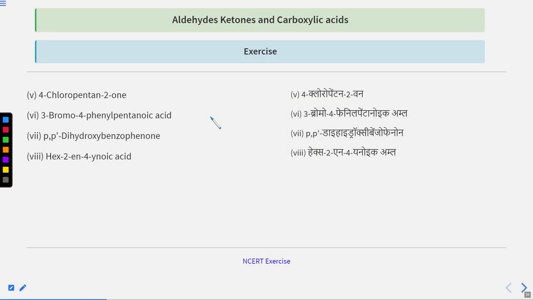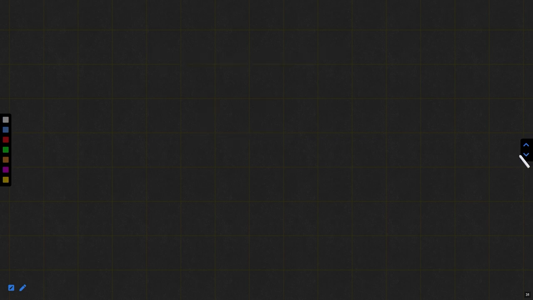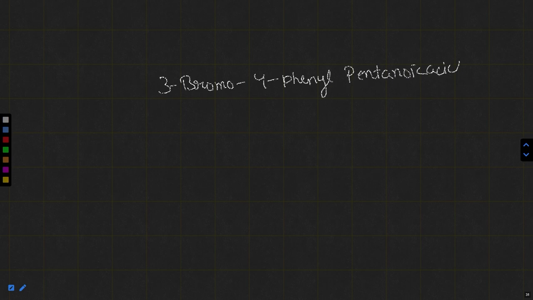Next is 3-bromo-4-phenyl pentanoic acid. 3-bromo, 4-phenyl, pentanoic acid. 5 carbons, 1, 2, 3, 4, 5, and this is COOH. At 3 position we have bromine, and at 4th position we have phenyl. Clear?